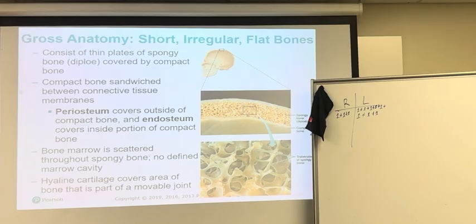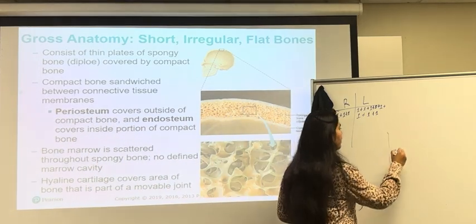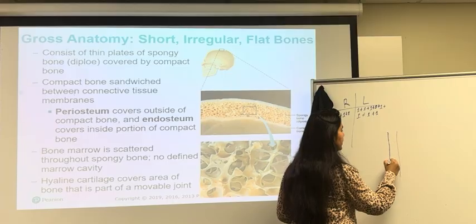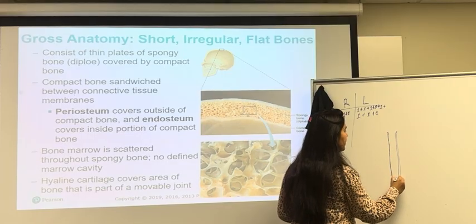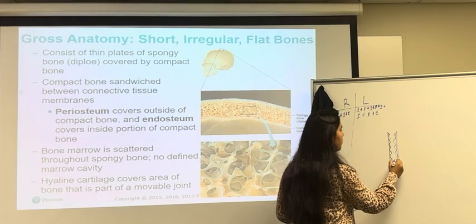Structure, the sandwich structure of your bone. And then you have the periosteum covering the outside of the compact bone, and the endosteum covering the inside portion of the bone. Remember I talked about the sandwich. When you look at the sandwich, you have this compact bone right here, and then you have all this what? Honeycomb-like structure, spongy bone right here.